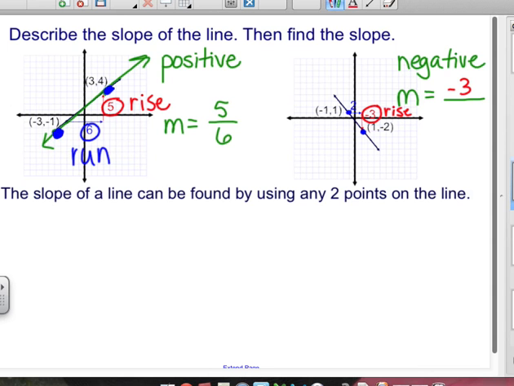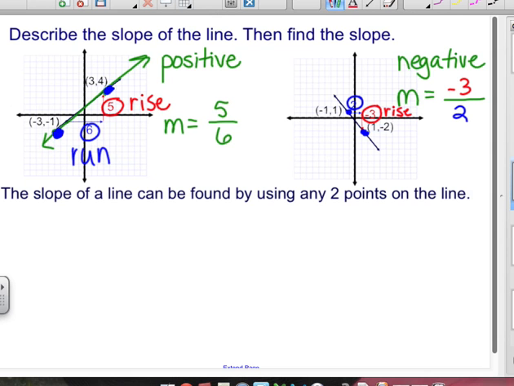Go back to your points. Starting here, going here, from left to right, our run was 2, positive 2. So the slope of this line is -3 over 2, and you leave it like that. You don't divide it. You don't turn it into an improper fraction. You don't turn it into a mixed number. You don't turn it into a decimal. Leave it -3 over 2.